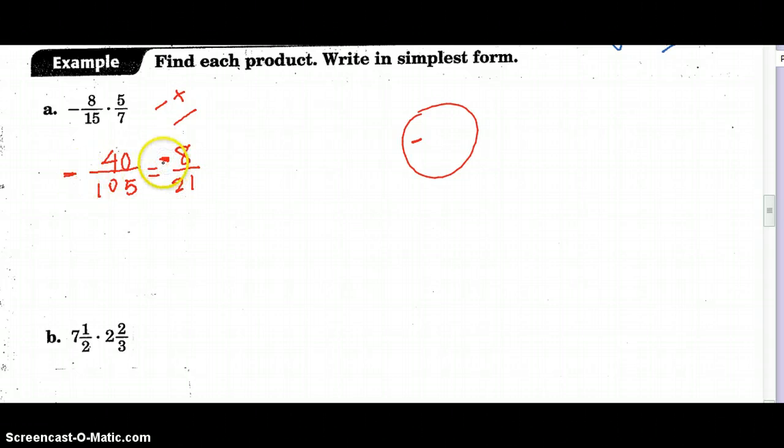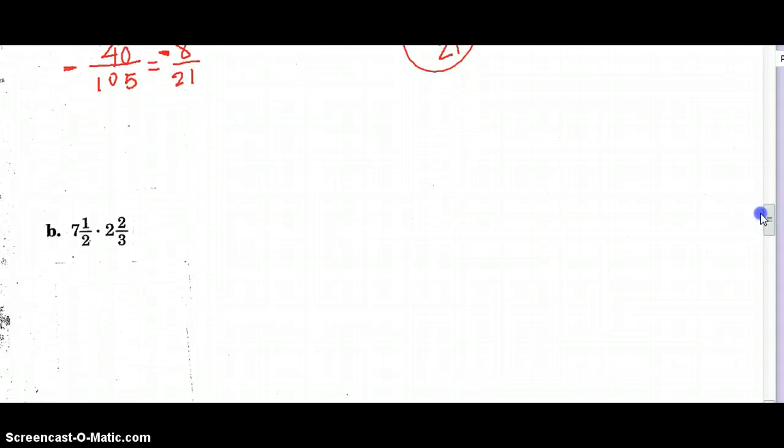See how I got kind of lazy and kept forgetting to bring my negative, but I already know my final answer is negative, so I took care of my sign at the very beginning. So don't forget your sign. Now, if you didn't want to multiply and get 40 over 105 and have to simplify that big fraction, we could go back to the original problem, and here you can see 5 goes into itself once and into 15 3 times, and that would have made our numbers smaller. So if you don't have a calculator, it's always a good idea to simplify your fractions before you multiply.